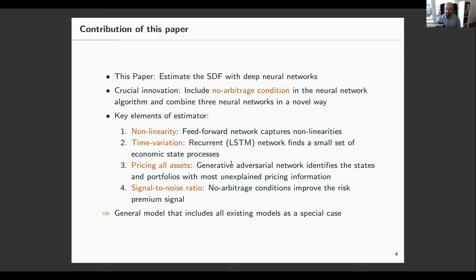There will be one neural network that estimates the SDF as a function of my information set. There will be a second neural network that extracts the economic states that I can condition my SDF on. And there will be a third neural network that generates informative test assets that I need to calibrate my asset pricing model on. And these three neural networks are glued together by a no arbitrage condition. Just want to highlight, this is a very general model, which includes essentially all other models as a special case.